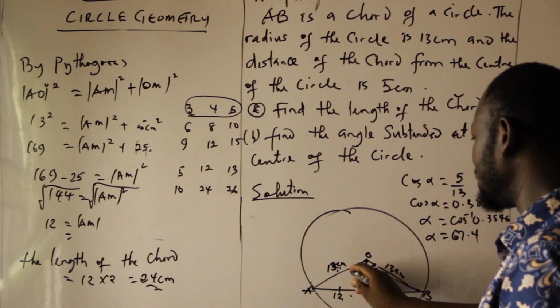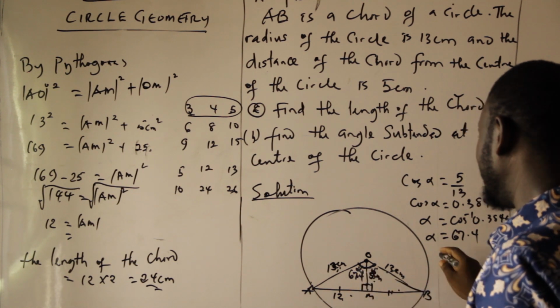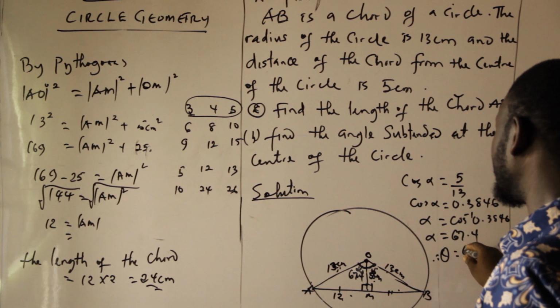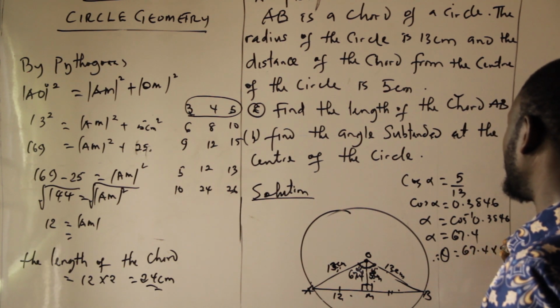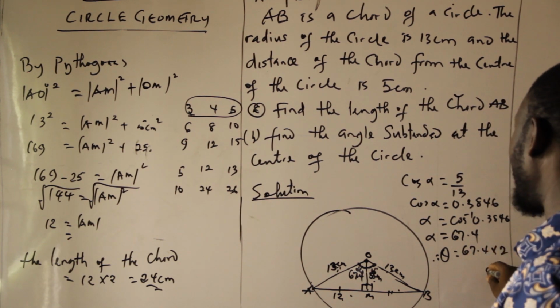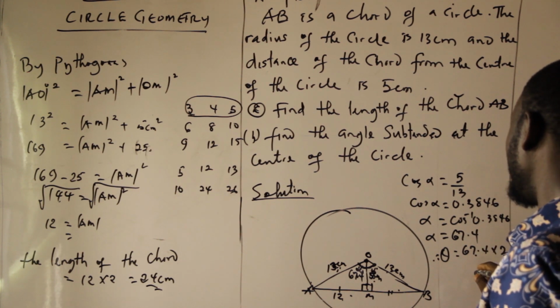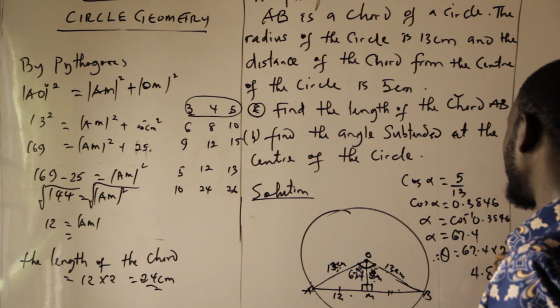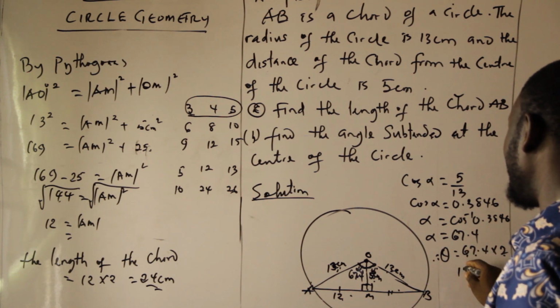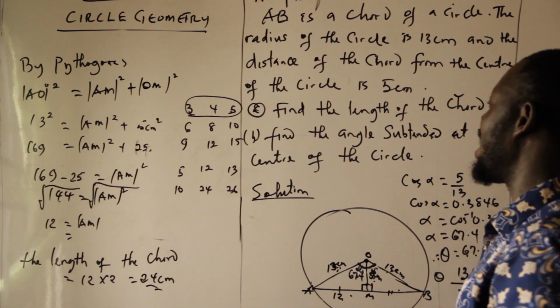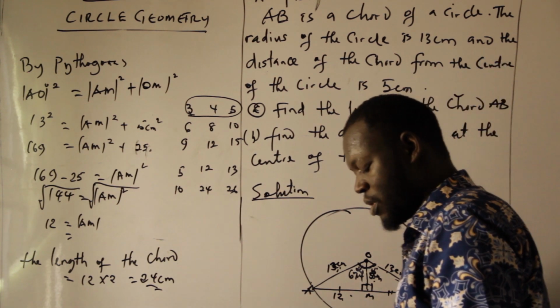So if this one is 67.4, therefore the entire angle, let me call it theta now, will be 67.4 times 2. To multiply this one, 4 times 2, we have 8. Then this one we have 14. That we have 4. Keep 1. This is 12, and we have 13. So this is the angle we were asked to solve.